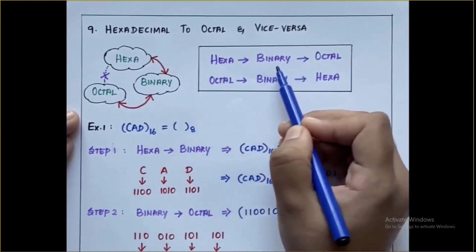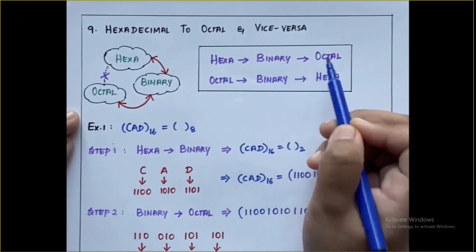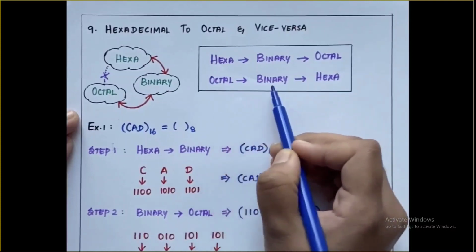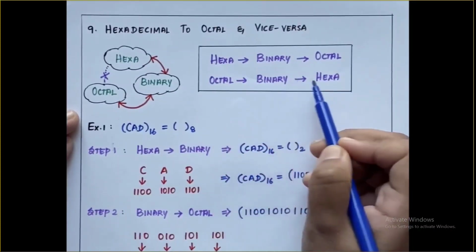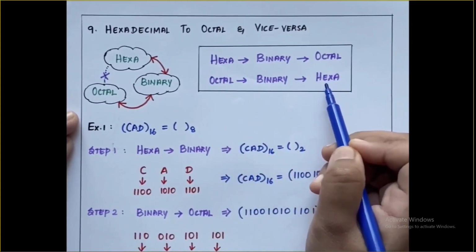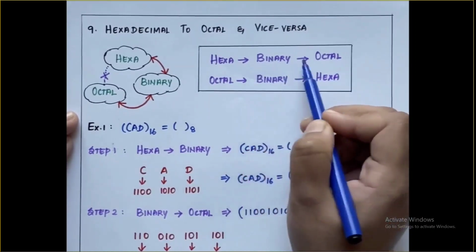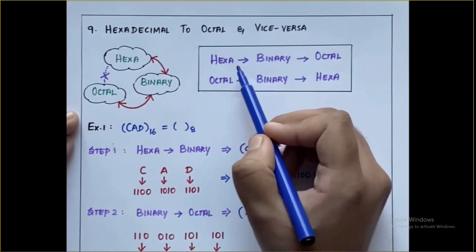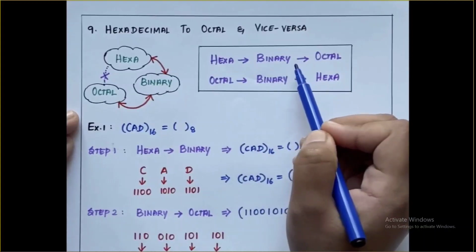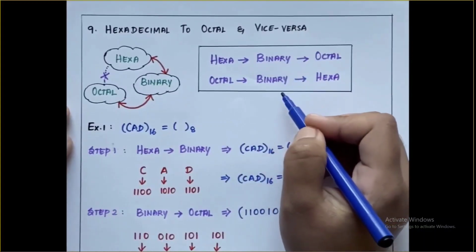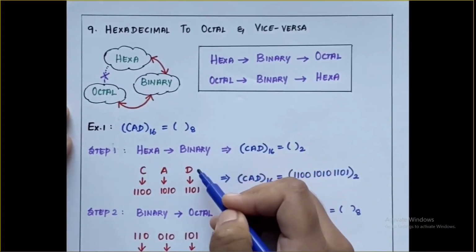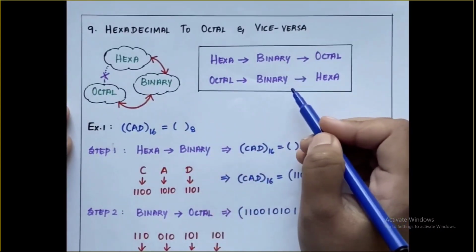So hexadecimal to binary and binary to octal conversion is the first type, and octal to binary and binary to hexadecimal is the second conversion. So in between we have to convert it in terms of binary, only then we can get the corresponding value. So these are the steps to be followed for this conversion. Let us solve an example so that we can understand it better.